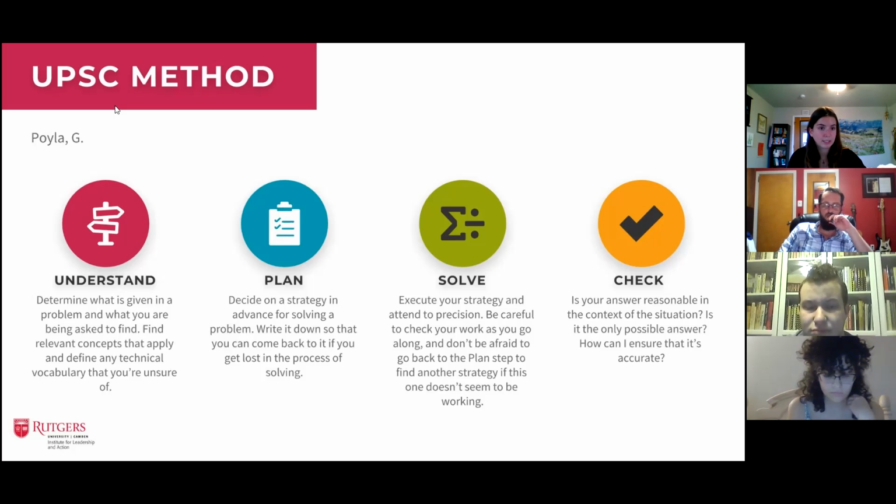Something really interesting is that this method was actually created to solve math problems, specifically to solve math, which I just found interesting because this can be applied to things that aren't math, right? But when you know that, it's like, oh, I can see that's what George Polya was talking about when he made it, but it can also be applied to just about any problem that you encounter.